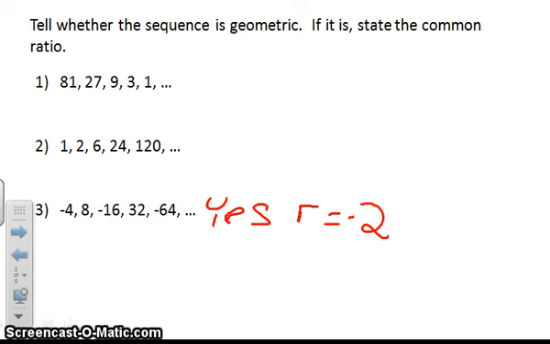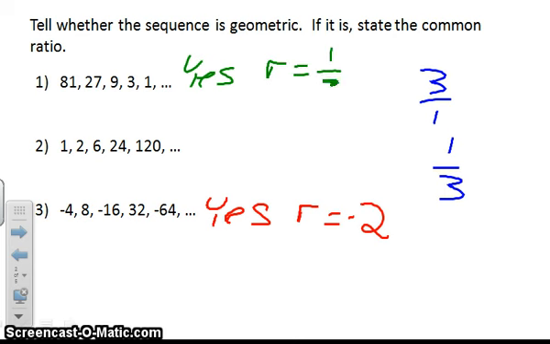So when we're taking a reciprocal, we're flipping the fraction upside down, right? Yes. So the reciprocal of 3 is 1/3. So if I multiply 81 by 1/3, if I take 1/3 of 81, I get 27. 1/3 of 27 is 9. 1/3 of 9 is 3. So for problem number 1, yes, it is geometric, and the common ratio is 1/3.